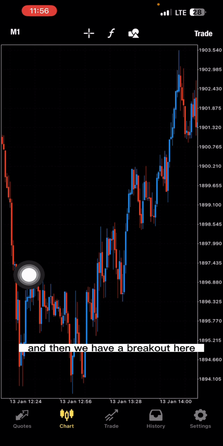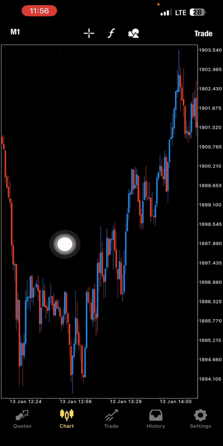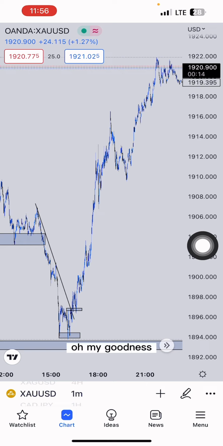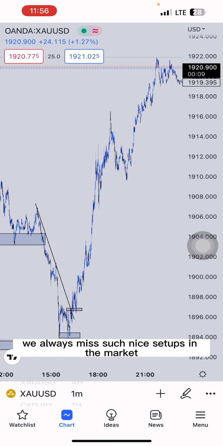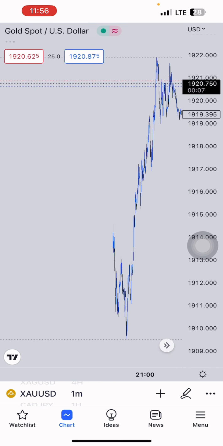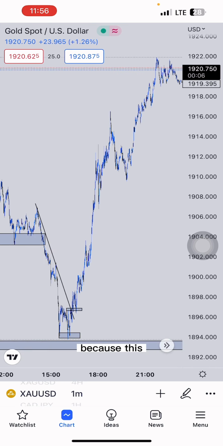1, 2, 3, and then we have a breakout here. Let's say if we had our trend line here, then the breakout retest, and price has gone up. Oh my goodness, guys. We always miss such nice setups in the market. I had the setup. I didn't even share it in the signal group because this was a scalping trade.